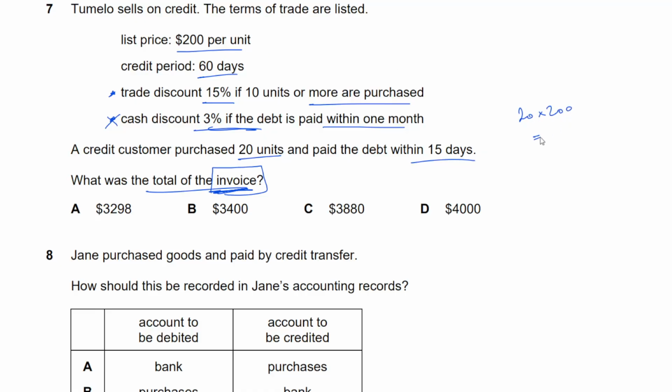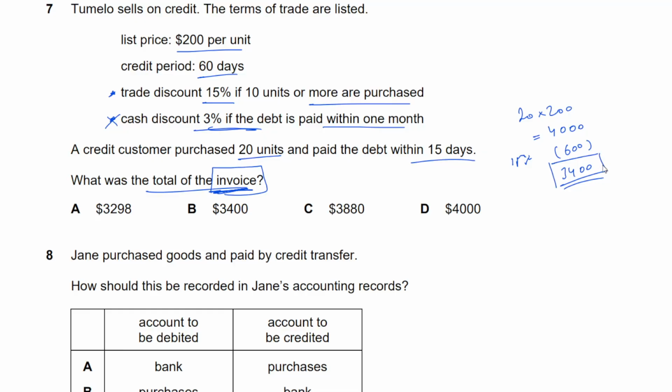Okay, let's check that. 4,000 is the list price. And then, of course, you subtract 15%. You subtract that. What is 15% of 4,000? 600. That's the trade discount, right? And so that's going to be 3,400. That will appear on the invoice at the time of transaction.